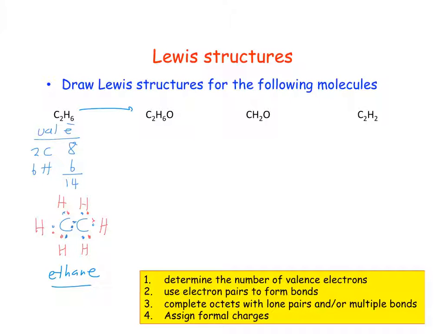All right, so let's figure out the valence electrons. So we're going to have the same, right? We have our 2 carbons is 8. We have 6 hydrogens is 6, and we have an oxygen. How many is that? It's 6 more. All right, so we have 20 valence electrons.